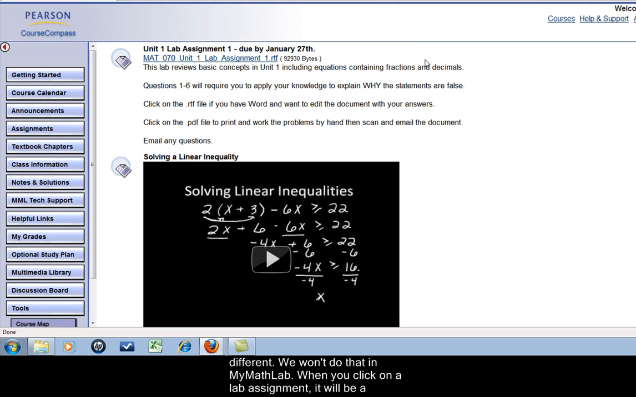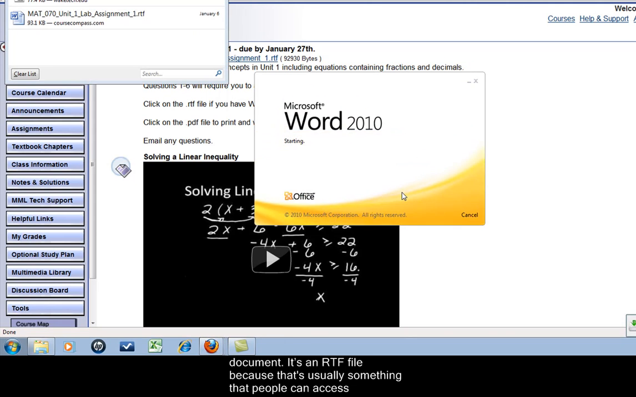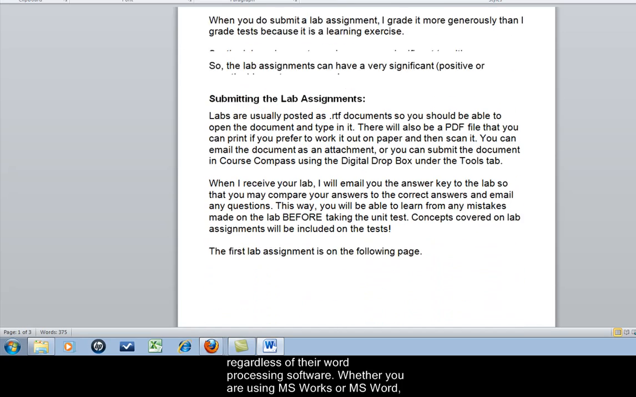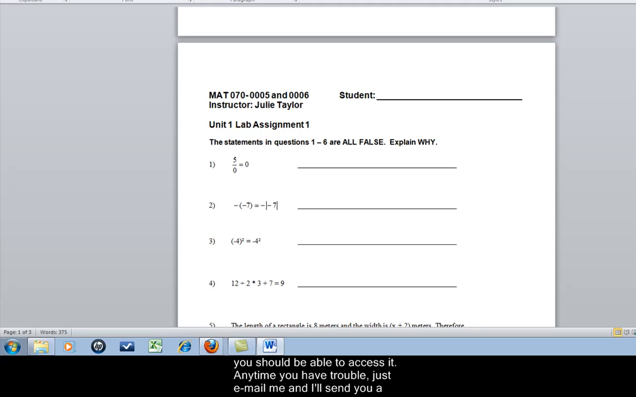When you click on a lab assignment, it will be a document. It's an RTF file because that's usually something that people can access regardless of their word processing software. Whether you're using Works or Word, you should be able to access it. Anytime you have trouble, just email me and I'll send you out a PDF file so that you can at least print it to see what it's supposed to be showing.